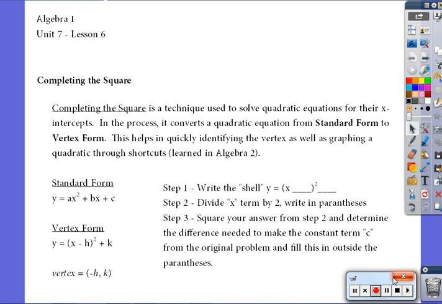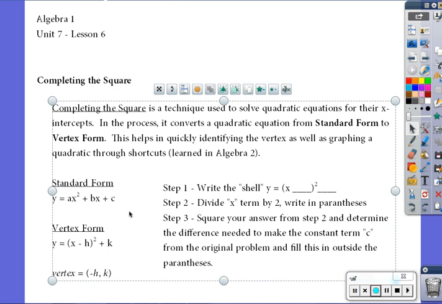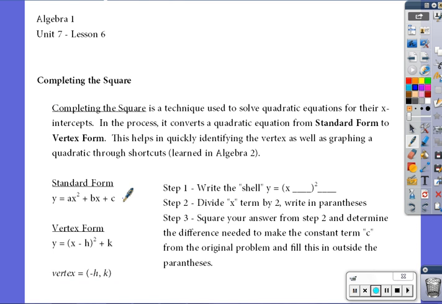What it actually does is convert a quadratic from standard form into what we call vertex or graphing form. So it'll take your quadratic that we've been looking at and change it to this form. The reason this form is nice is because these two numbers tell us the vertex of the parabola. Here's the steps we're going to do. This shell is important. You're going to see how we use that during the process. So let's take a look at a couple examples.